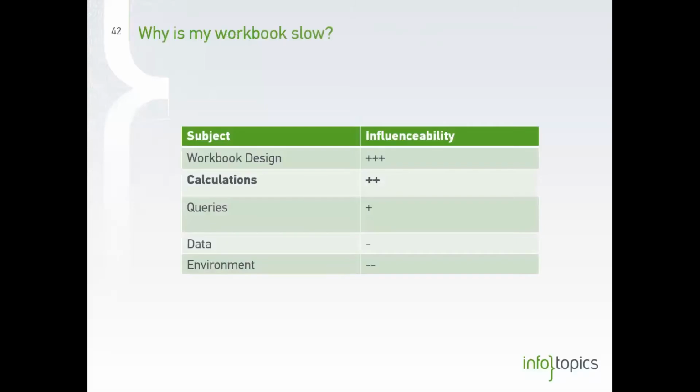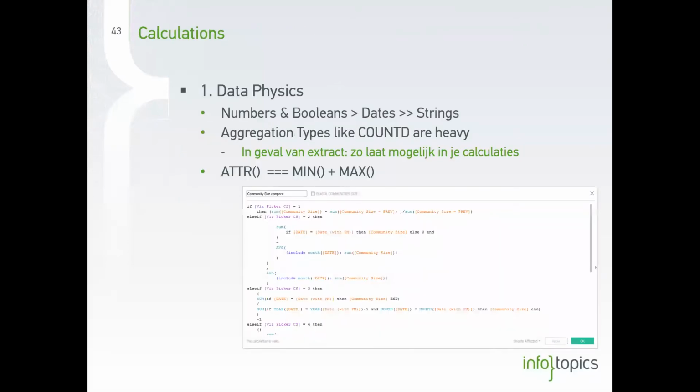We continue with calculations. It's the second most influenceable part of this presentation. And we start with data physics. Cool word. And there's a general rule in Tableau. So if you have a calculation, for example, if A is B, then do this, else if something else, do that, else. For example, we all do this to show a target, above target, below target, anything like that. There's a general rule. Numbers and booleans, so 1, 2, 3, 4, true, false, are faster than dates, and dates are faster than string calculations.